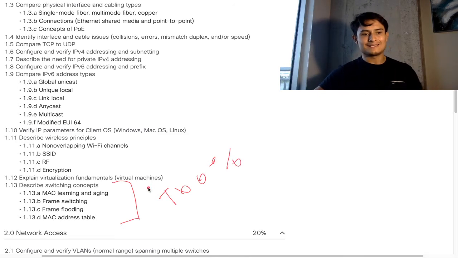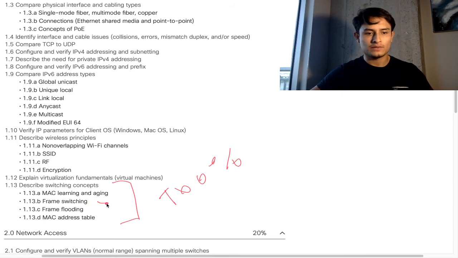Okay, and this is MAC learning and aging, frame switching, frame flooding, and the MAC address table. What does it look like? Frame flooding, what does that mean? That's usually when you have a broadcast. Frame switching: basically, how does the MAC address table learn what the MAC addresses of all the other devices are? MAC learning and aging: how long does a MAC address live in the MAC address table?